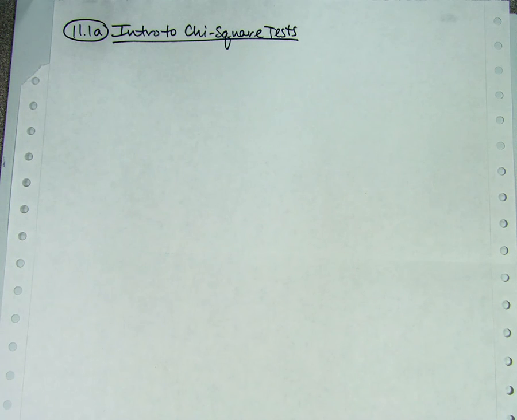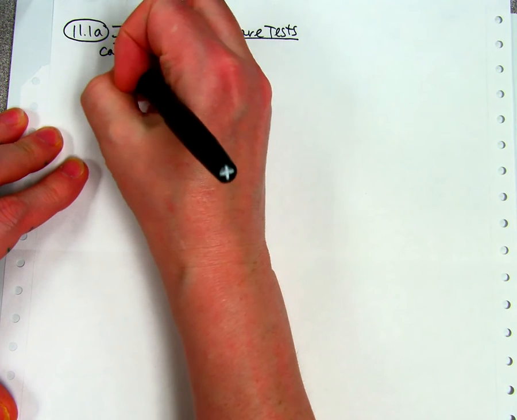Hello, Stats class. Here's lesson 11.1a, the beginning of a new unit. And in this unit, we will be working with categorical data again.